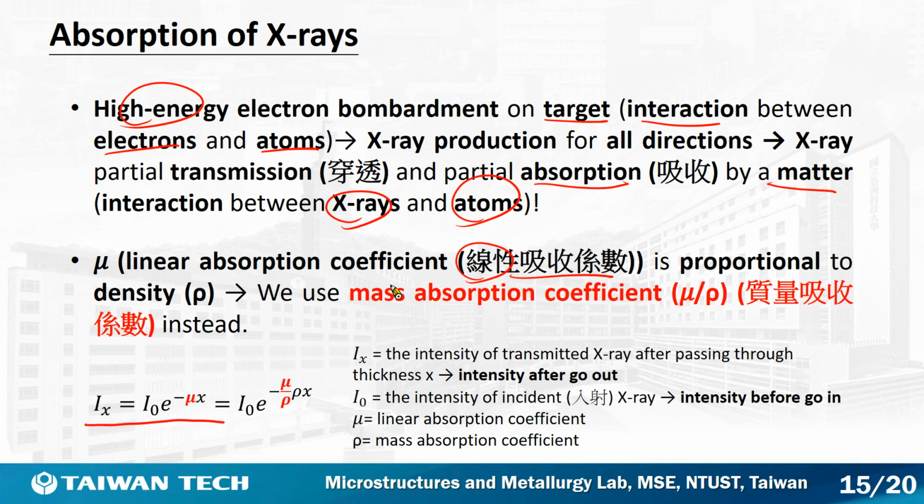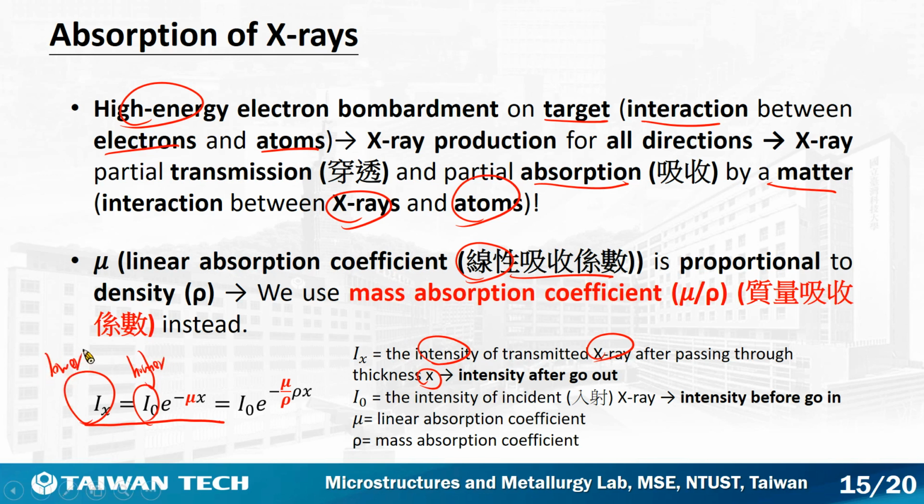Ix is the intensity of X-rays after passing through a material with a thickness x. So we know that the intensity going out for this thickness will be reduced, right? So this one is the reduced intensity, and I0 is the initial intensity. So this will be higher, and this will be lower.